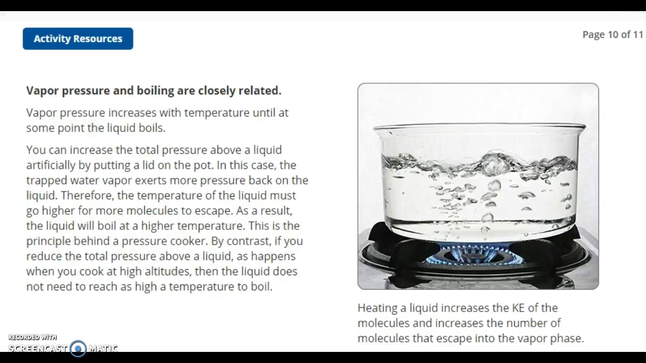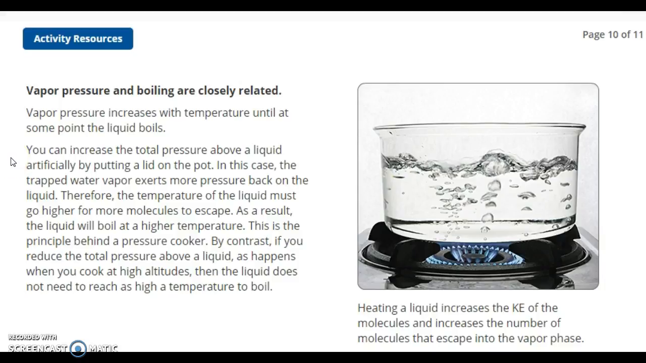Vapor pressure and boiling are closely related. So heating a liquid increases kinetic energy in the molecules and increases the number of molecules that escape into the vapor phase. Vapor pressure increases with temperature until at some point the liquid boils.